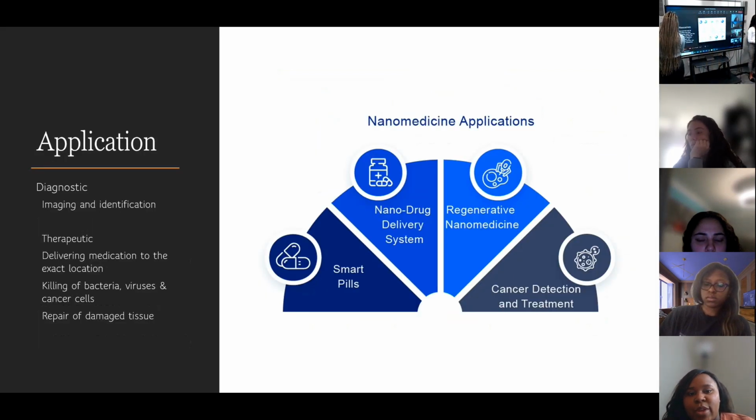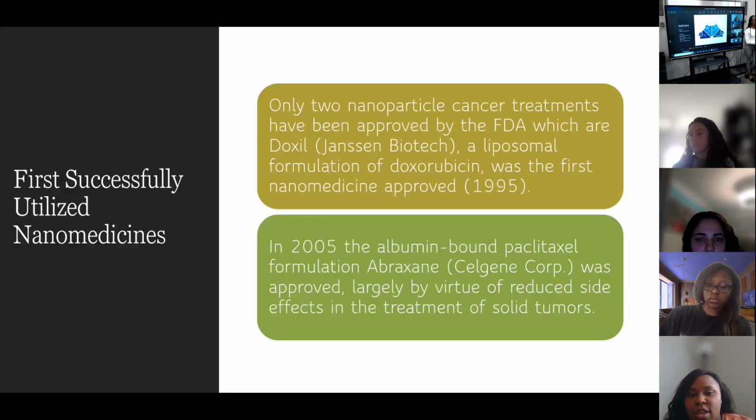Moving on to application, the diagnostic is used for imaging and identification, and the therapeutic is used for delivering medication to the exact location, killing bacteria, viruses, and cancer cells, and repairing damaged tissue. And that can be used via smart pills, nano drug delivery systems, regenerative nanomedicine, and cancer detection and treatment.